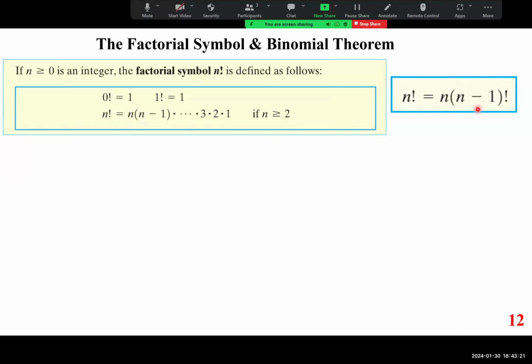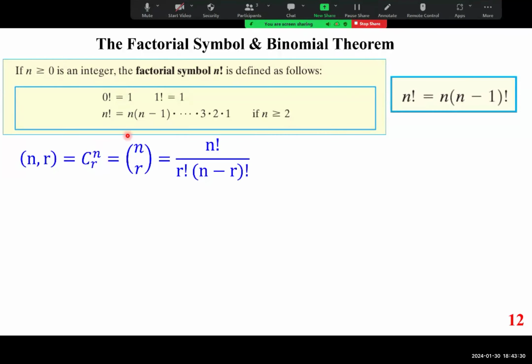This is the combination of n choose r. There are 3 different ways of writing it. This way, parentheses n r, and it's defined as n factorial over r factorial times n minus r factorial. This is a combination.